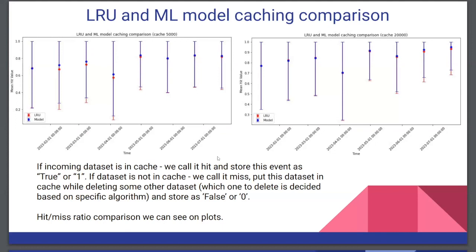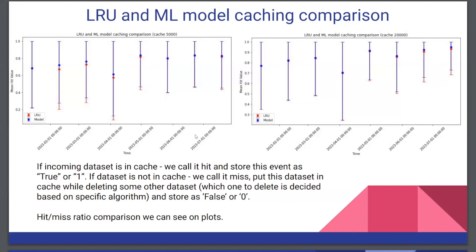In the end, we created a real caching simulation to compare least recently used and model approaches. The idea of the simulation is that if the incoming dataset is in the cache, we call it a hit and store this event as true or 1. If the dataset is not in the cache, we call it a miss, put this dataset in the cache while deleting some other dataset, which one is decided based on a specific algorithm, LRU or model, and store such an event as false or zero. Average hit rate comparison we can see on the plots.